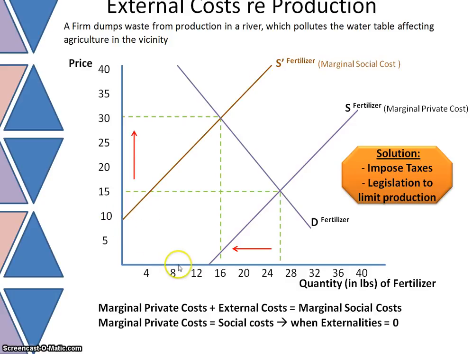So because the firm is operating on the marginal private cost at equilibrium between the demand curve for fertilizer and the supply curve on the marginal private cost curve, the equilibrium price is 15. What we're saying, therefore, is that this equilibrium quantity of approximately 26 or 27 pounds of fertilizer is too much because it is negatively impacting the water table.